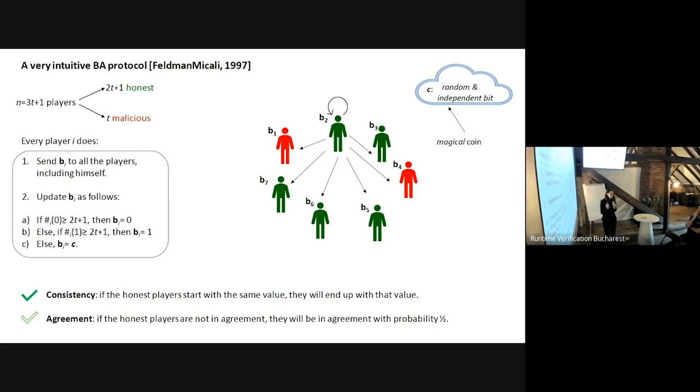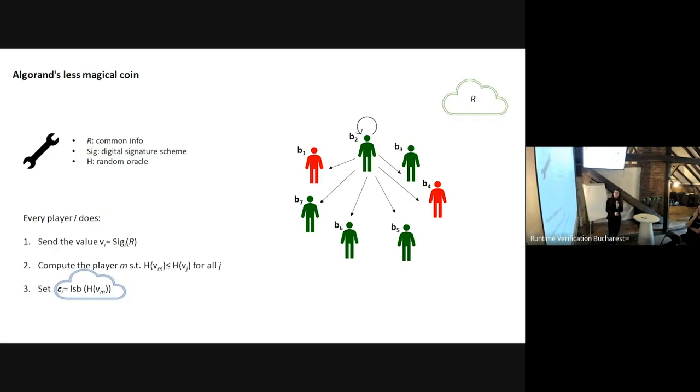That's just an intuition. In Algorand, you'll see how this C is sampled. So, Algorand's recipe requires a minimal setup made of a common random string R, a digital signature scheme, and a hash function, which you can think of as a random oracle. So any player will actually generate his common coin on his own, and apparently the common coins will be different. So let's see how any player does.